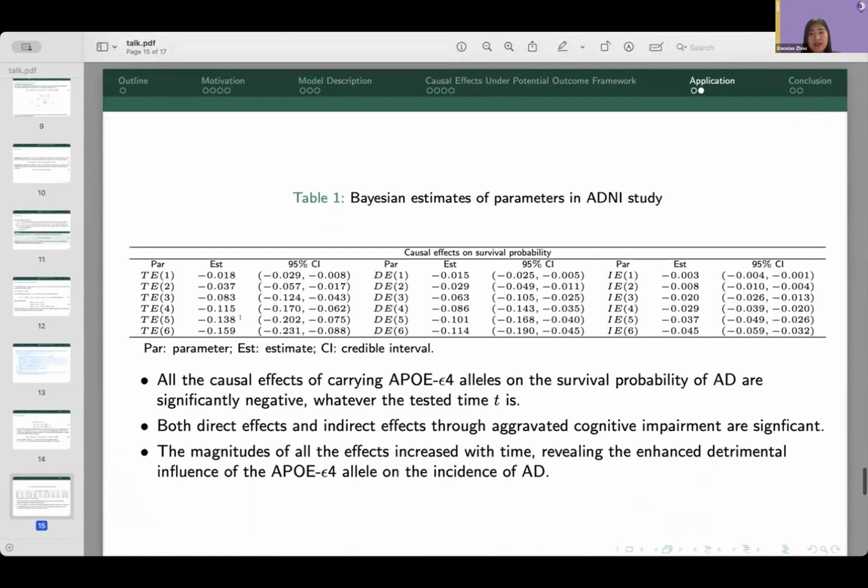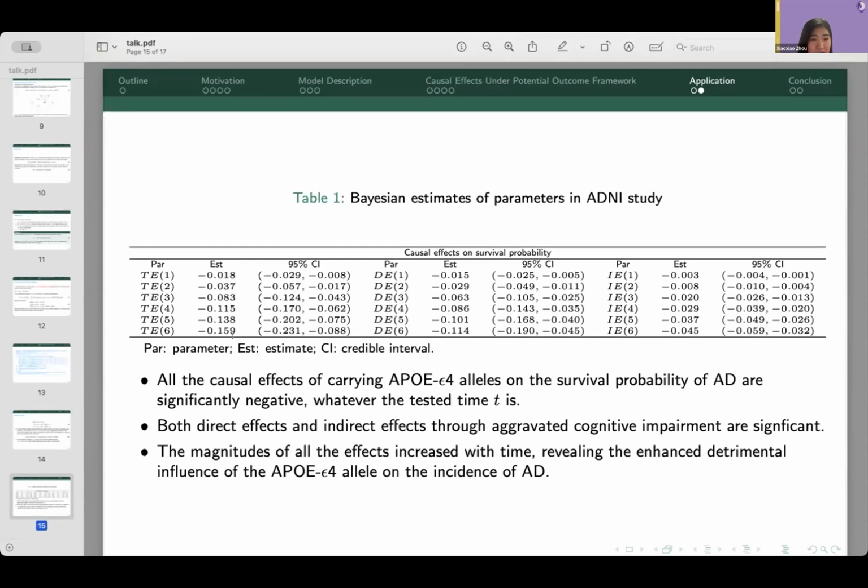We also calculate the causal effects at several time points. And from this table, we can see all the effects are significantly negative. It means that whatever the test time point is, the APOE ε4 can affect the AD directly or indirectly through the aggregated cognitive impairments.